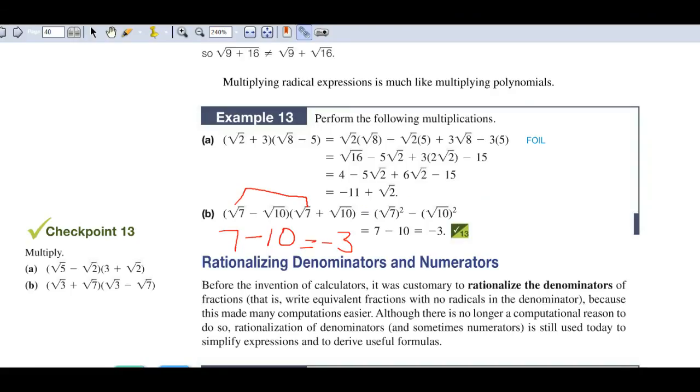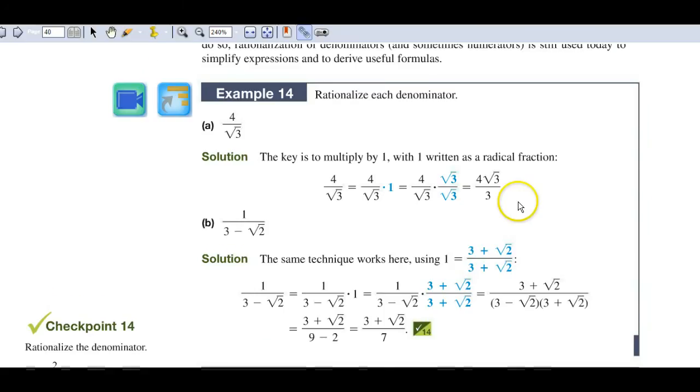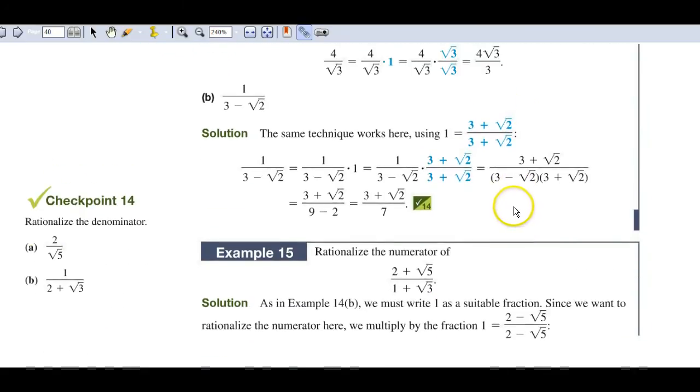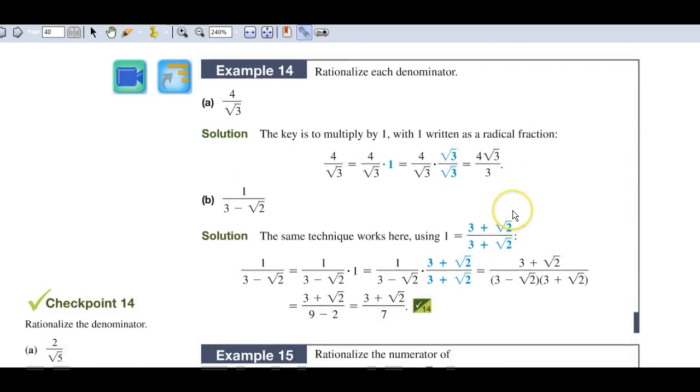Wow. This was a long section here. I think we're just about finished here.